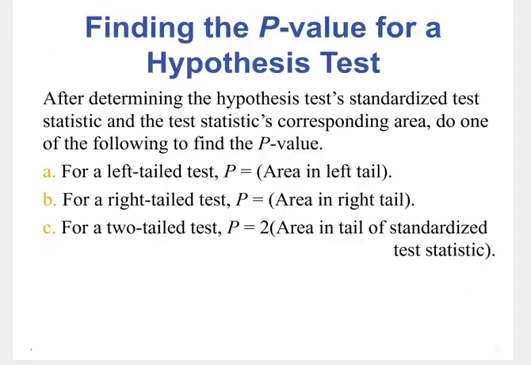Remember that when you're doing your hypothesis test, make sure that you are getting the correct p-value. If it's a left tail, you will take the area in the left tail. If it's a right tail, you take the area in the right tail. If it is two-tailed, you will find the area in one of the tails and then multiply it by 2. So just remember, you have to make sure that you're doing the right kind of test.